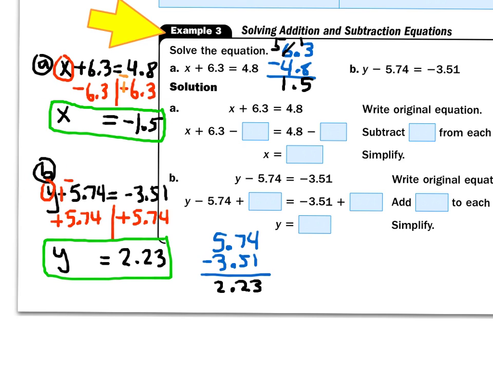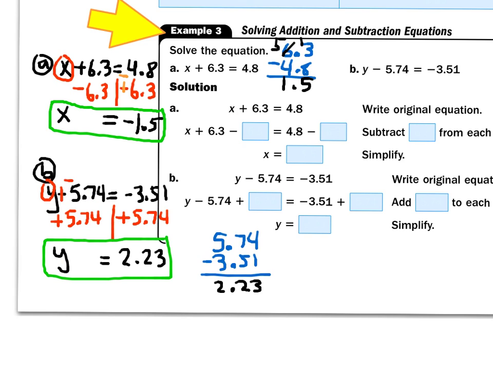Take a look at B. They gave me y minus 5.74 equals negative 3.51. Well, I circle my variable. I add a line and change the sign where I see subtraction, and I bring that wall straight down underneath the equal sign. Now remember, take a look at what's touching the circle. I see adding a negative 5.74. So I know I want to destroy it, so I'm going to add a positive 5.74 on both sides of my wall. I bring the y down.